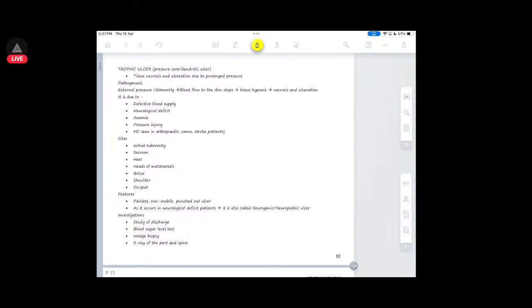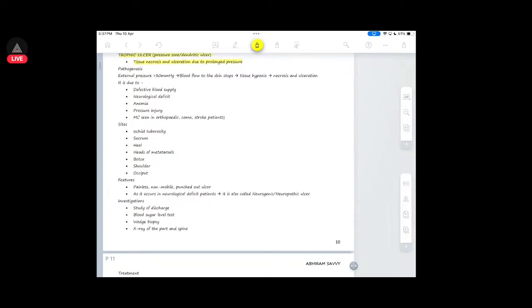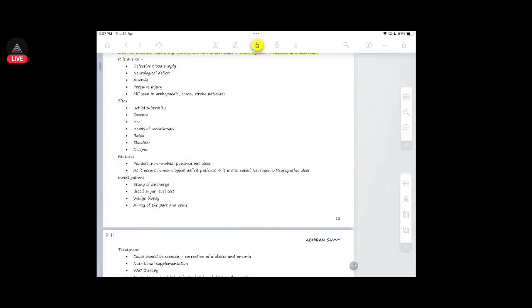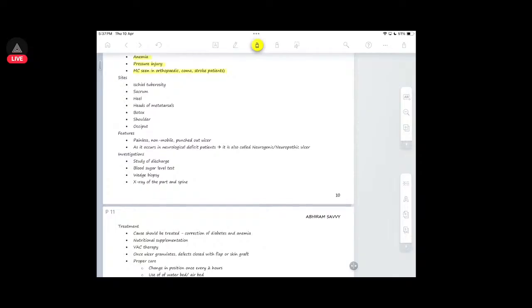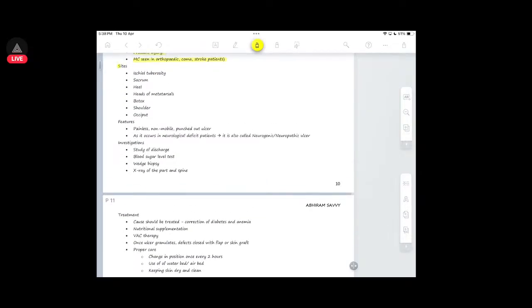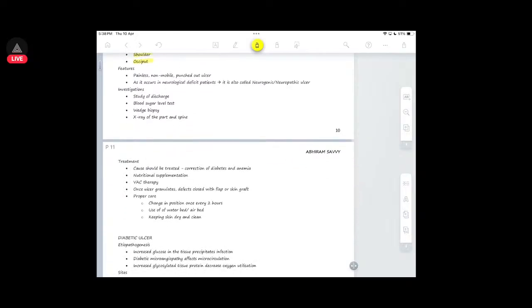Fine. So, trophic ulcers. These are pressure sore or decubitus ulcer, tissue necrosis and ulceration due to prolonged pressure. There is external pressure more than 30 mm of Hg, blood flow stops, tissue hypoxia occurs, and necrotization and ulcer occurs. It is due to defective blood supply, neurological deficit, anemia, pressure injury, most seen in orthopedic, coma, and stroke patient. So sites are ischial tuberosity, sacrum, heels, head of metatarsals, buttocks, shoulder, and occiput.